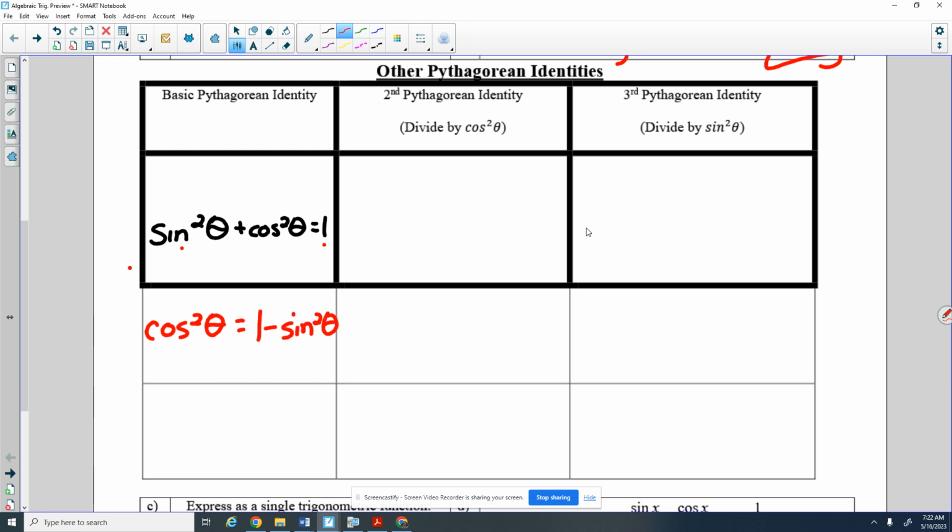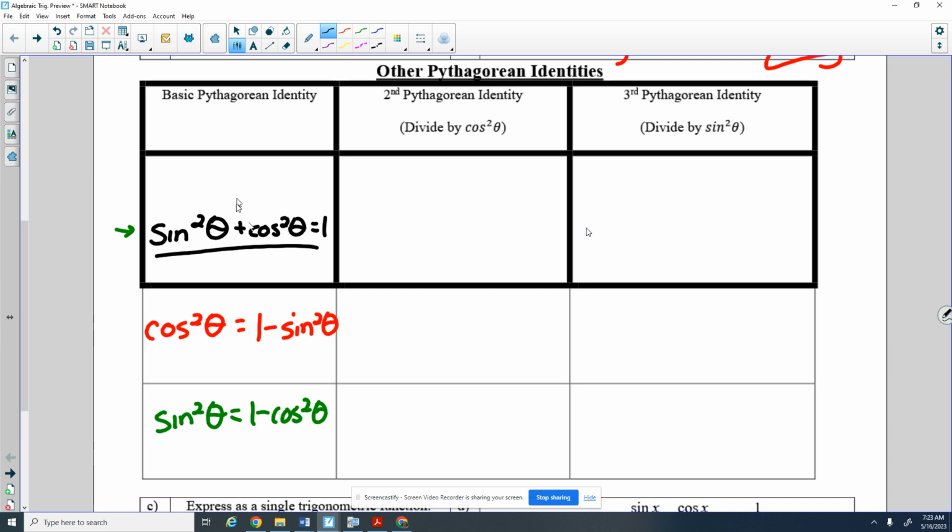So if I subtract, just to show that, from both sides, I get cosine squared theta equals 1 minus sine squared theta. Equivalently, I could take the original and move cosine squared to the other side, and I would get sine squared theta equals 1 minus cosine squared theta. So this is our basic Pythagorean identity, and then just two other versions of it that might become helpful in different types of problems.